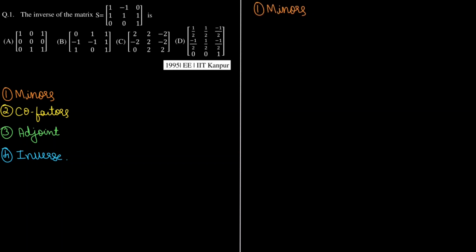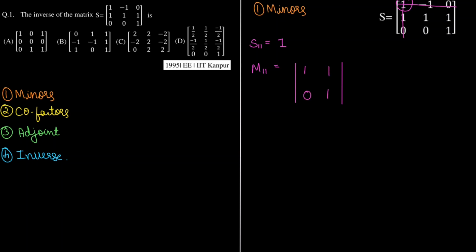Minors of a 3x3 matrix are nothing but the determinant of the elements which are obtained by ignoring the row and column where that element exists. For example, in this matrix, we will consider S11 as the element of first row, first column, that is this one, and the minor of that element is the determinant of elements obtained by ignoring the row and column of that element. Here we need to ignore the first row and first column and we will have the determinant as 1 1 0 1.